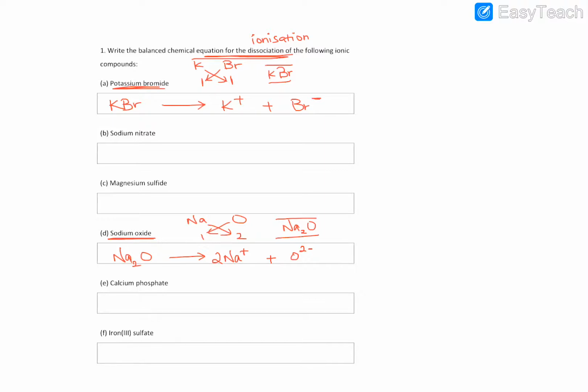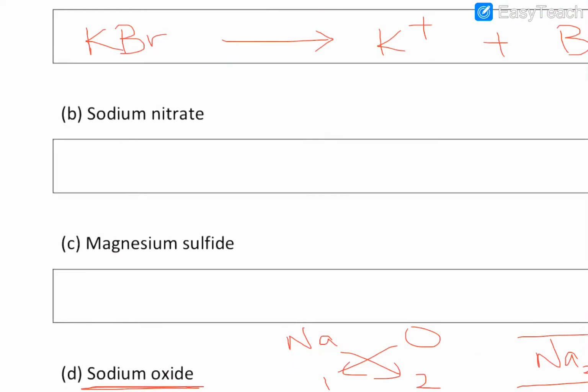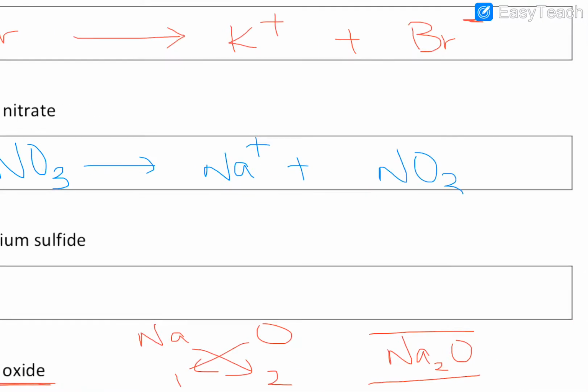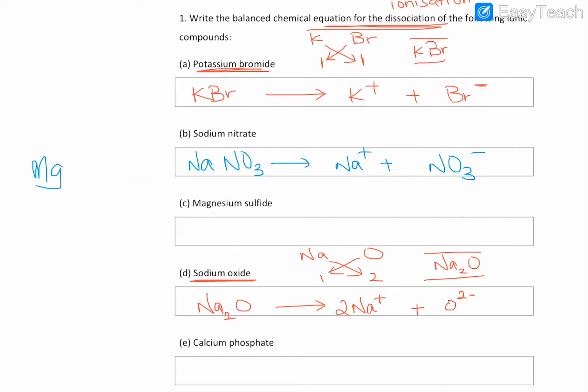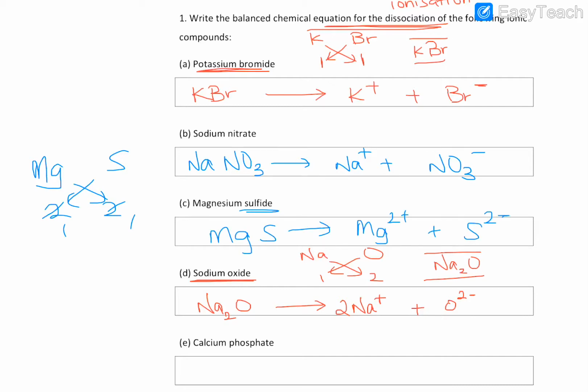So let's see the dissociation of these. Sodium nitrate would be NaNO3, giving you Na+ and NO3-. This is already balanced. Let's try magnesium sulfide. Magnesium is Mg, sulfide is S, valency 2 and 2. This will cross out, so MgS.